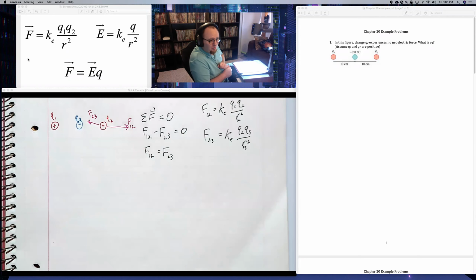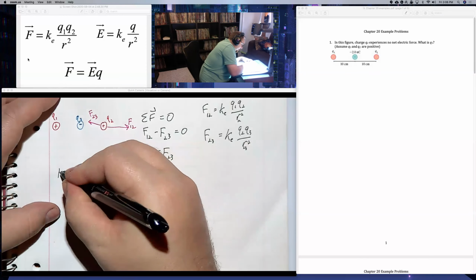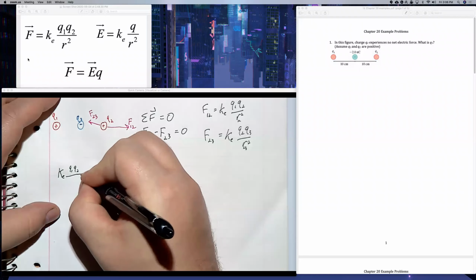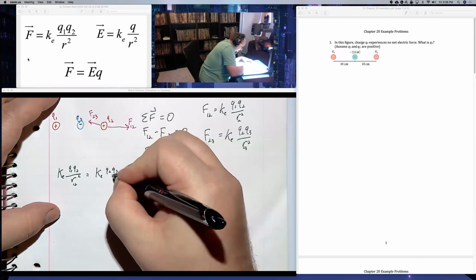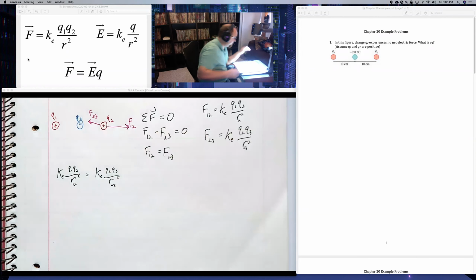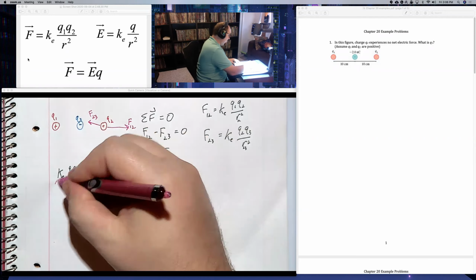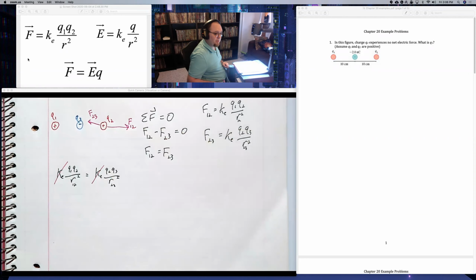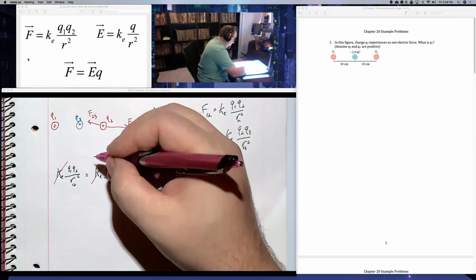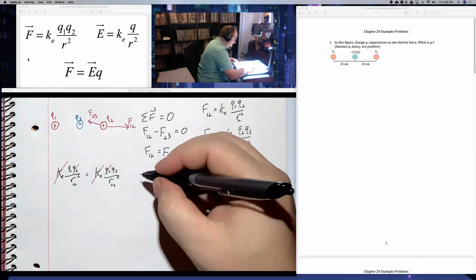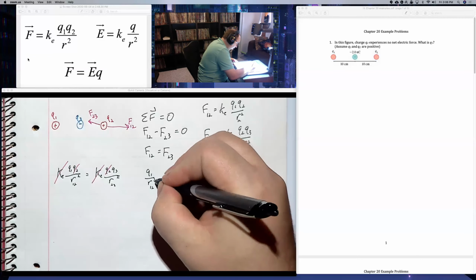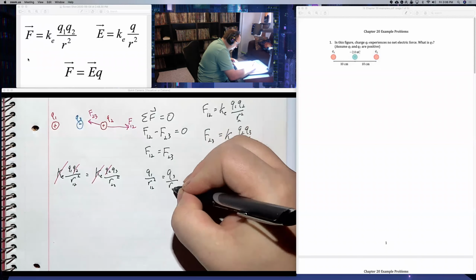Now, before I do, no, I didn't do it that way. Okay, so I'll do that. I'll say KE Q1 Q2 over R12 squared equals KE Q2 Q3 over R23 squared. Now, both sides have these. I'm going to divide both sides by KE, canceling that out. And I'll also divide both sides by Q2, canceling those out. And that's going to leave me with Q1 over R12 squared equals Q3 over R23 squared.